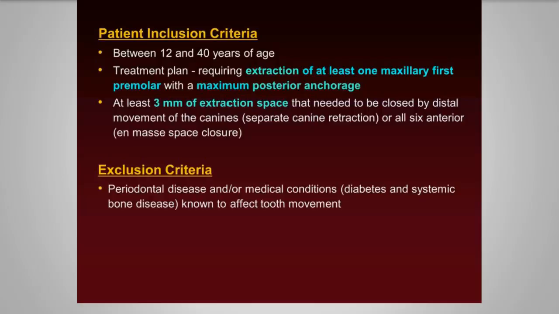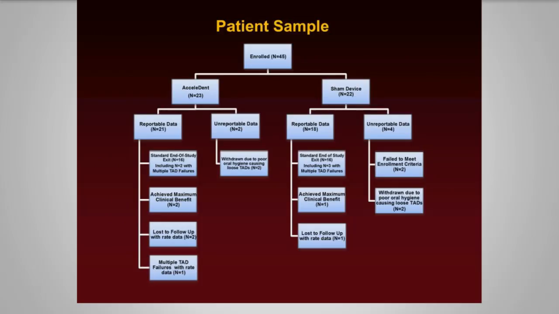Exclusion criteria are pretty standard. We didn't want to have any patients with periodontal disease or any condition known to affect tooth movement. We didn't want to have patients on prescription medications or pregnant women, and this is how the patients were selected. Let's look at the patient sample now and connect that with the study and a systematic review of the studies that we'll be getting back to in a moment.